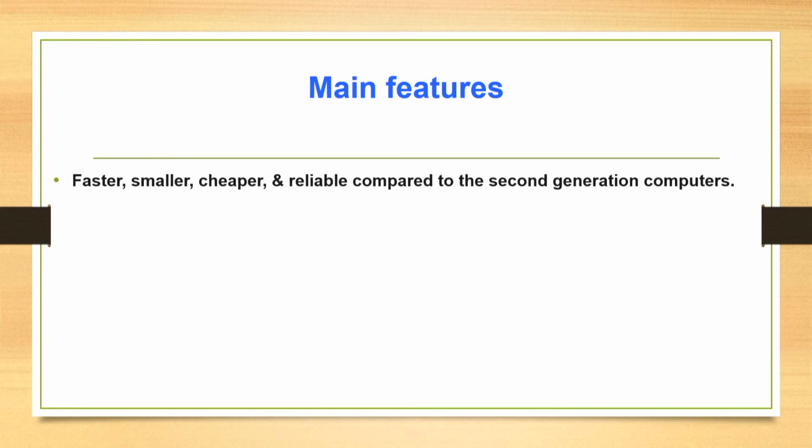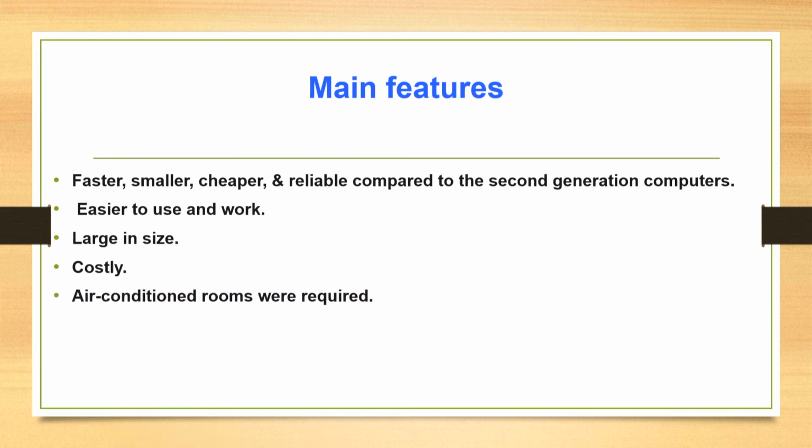So, what are the main features of the third generation of computers? Obviously it is faster, smaller, cheaper and reliable as compared to the second generation computers. It is easier to use and work, obviously as compared to the second generation, but is still large in size as compared to the computers that are available nowadays.